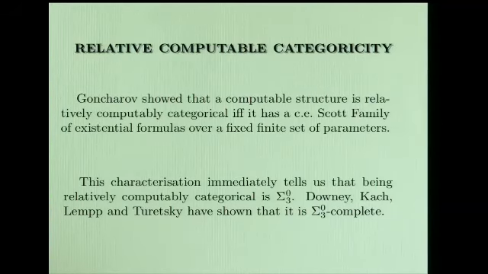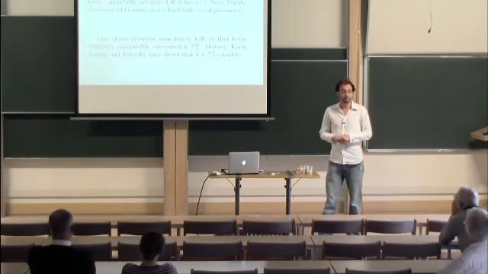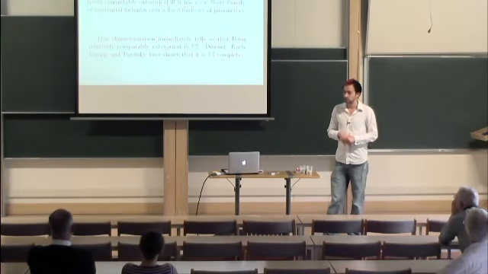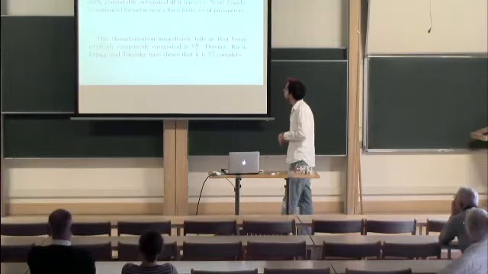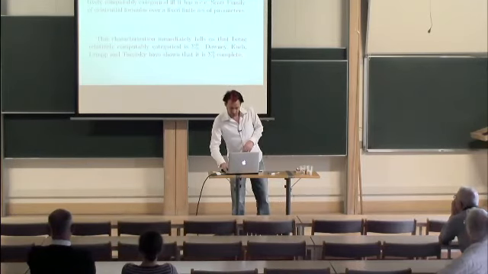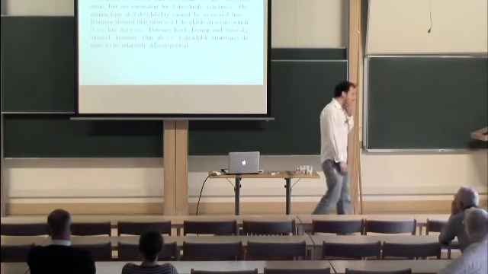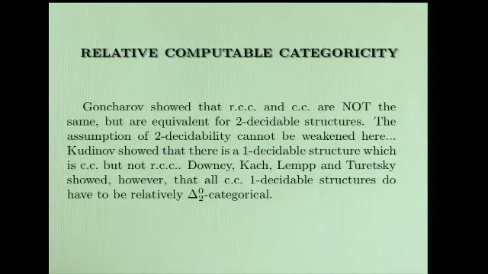Okay, so in this case we have this nice characterization, and that immediately tells us that being relatively computably categorical is not that complicated. It's sigma 0, 3. Okay, and in fact it's sigma 0, 3 complete. So then the immediate question is, okay, well, is that the same then? Maybe being relatively computably categorical is the same as being computably categorical, in which case we're done, right? We've got a nice characterization already. But Goncharov showed that's not the case. You can have computably categorical structures that are not relatively computably categorical. Okay, they don't satisfy the stronger definition.